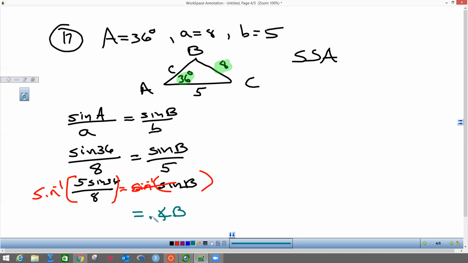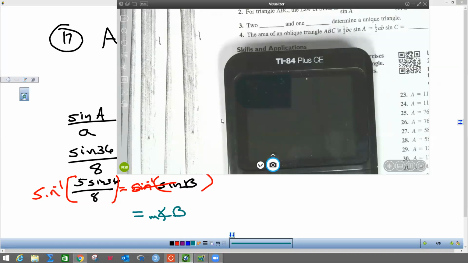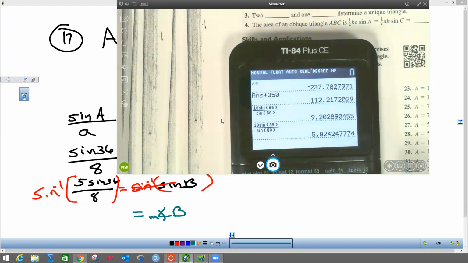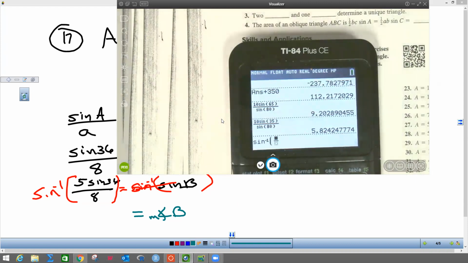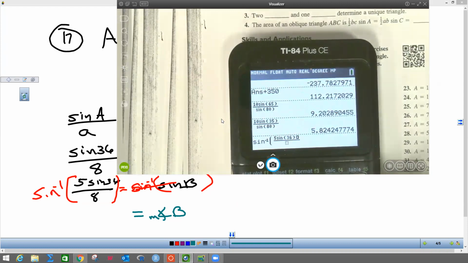Now, you don't have to put M if you don't want to. You can just put angle B. But we're going to type this thing into our calculator, and I'm going to show it to you. So I'm going to hit second sine. Then I'm going to hit alpha y equals 1 to get fraction. I'm going to hit 5 sine 36 over 8. Then I'm going to hit enter.